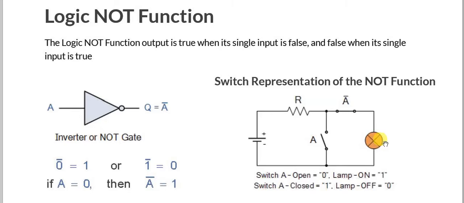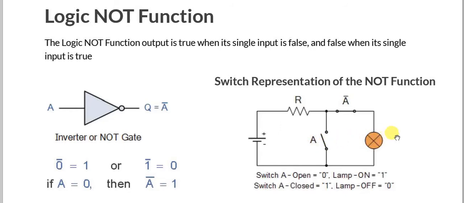If in the off state A is 0, the current is not passing through the switch. The switch A is connected in parallel, so when we turn that on, it will short circuit the bulb. The current will pass through this branch and bypass the bulb, and the bulb will be in the off state. So when A is 1, then Q, the output or the bulb, is equal to 0. That means the bulb is in the off state.